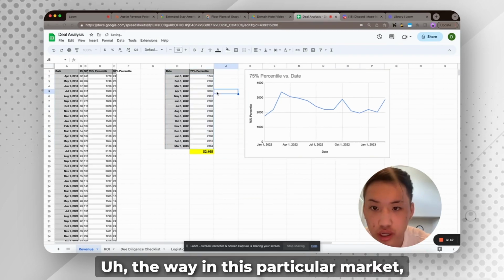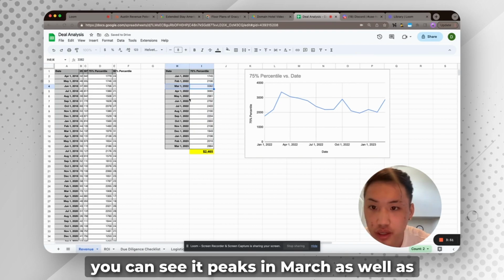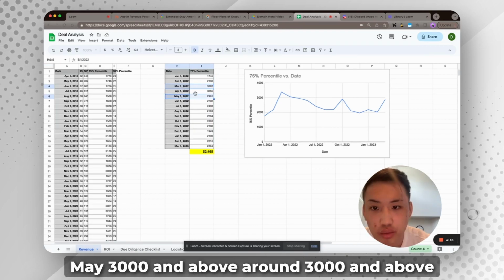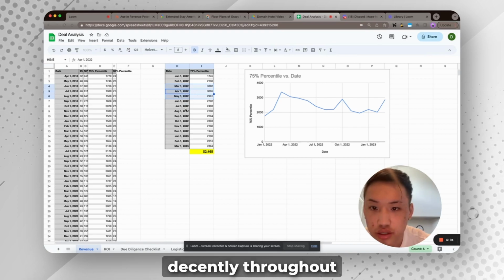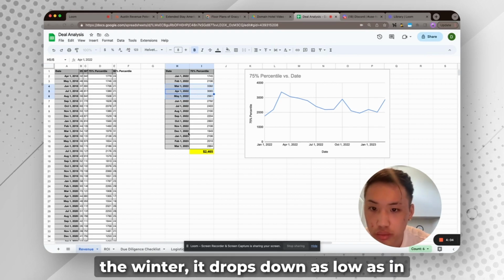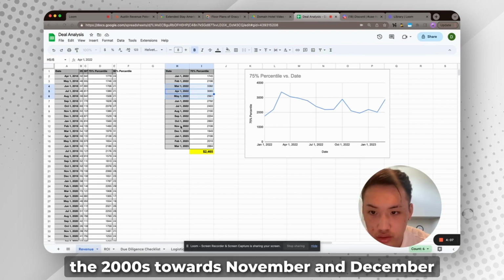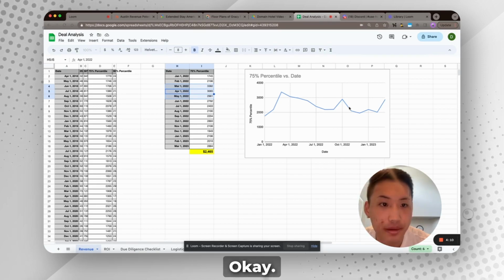In this particular market, you can see it peaks in March as well as May, at 3,000 and above, as well as April. Those are the high seasons. And you can see it does pretty decently throughout the summer. And towards the winter, it drops as low as the 2000s towards November, December, January and February. Okay, so you know the seasonality.